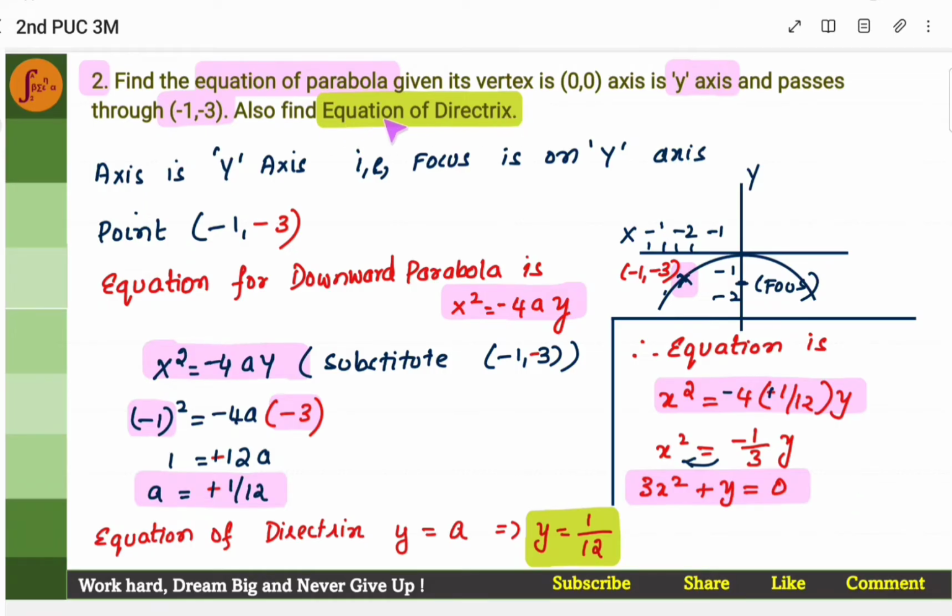Now I have to find equation of directrix. What will be equation of directrix? Exactly opposite of this point is directrix. This is directrix, right? So what will it be? It's y-axis, that we know. Y is equal to a, right? Y is equal to a. Why? Because here a is positive on this side of the axis, right? So it will be y is equal to a. A is 1 by 12. So y is equal to 1 by 12.